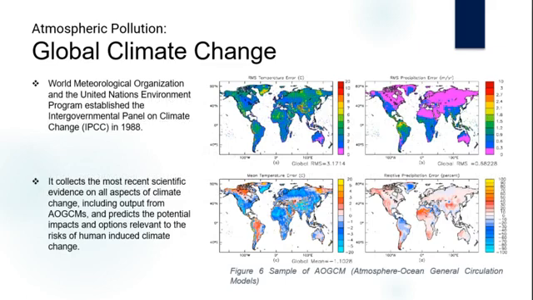Recognizing the problem of global climate change, the World Meteorological Organization and the United Nations Environment Program established the Intergovernmental Panel on Climate Change, or IPCC, in 1988. It collects the most recent scientific evidence on all aspects of climate change, including output from AOGCMs, and predicts the potential impacts and options relevant to the risk of human-induced climate change.